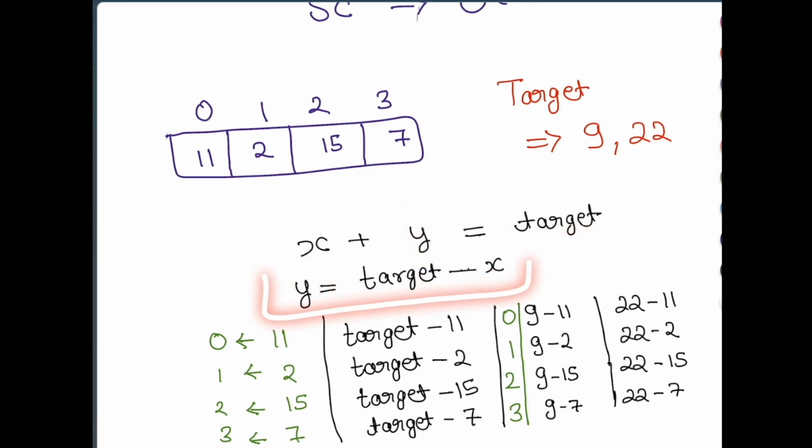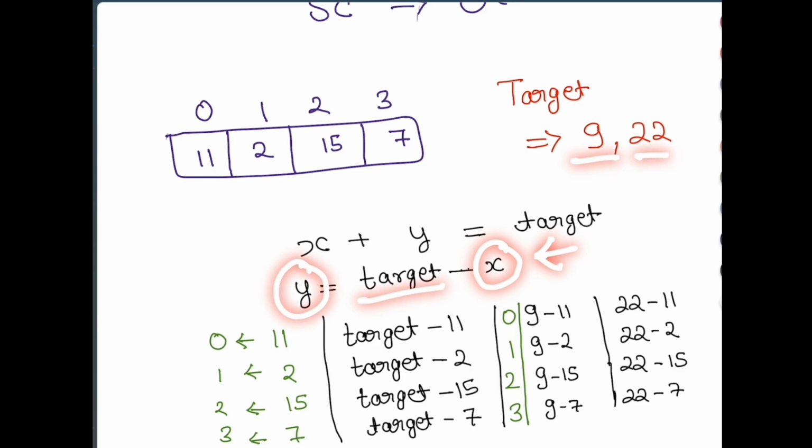Now from here, what I can draw is, if I know about one of the numbers, let us say I know about x, then I will know about y because target is already known to us, right? We know about the target which is given in the input. But if we know about one number out of it, which is x, then we already know about y, right? And this is what we are going to do.